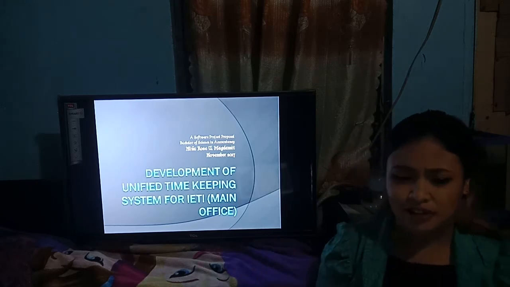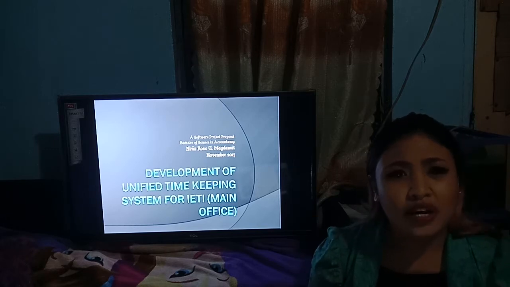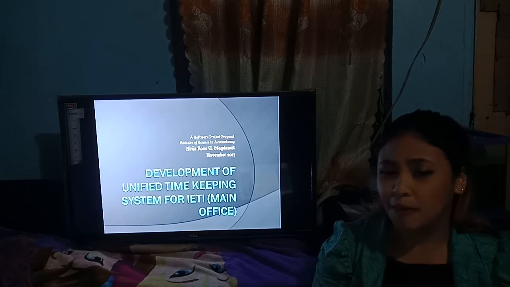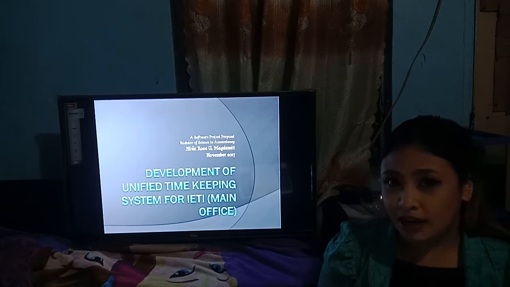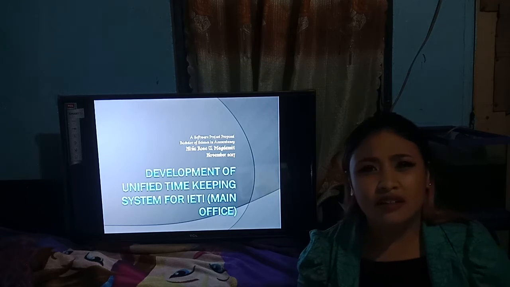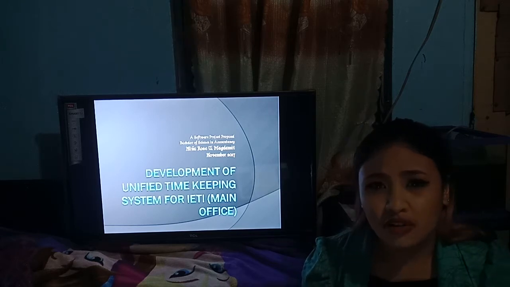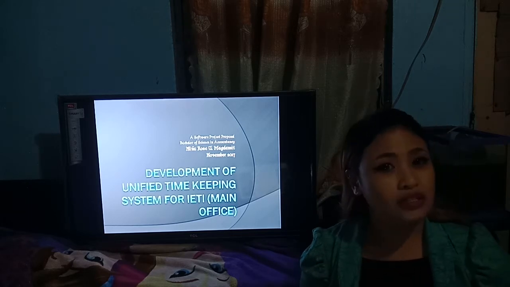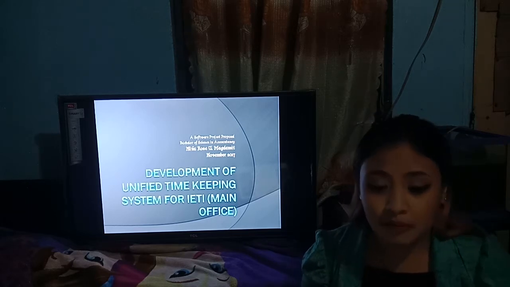Going back to my project proposal, when you hear timekeeping system, what is the first thing that pops up in your mind? For me, as an employee, it reminds me of the bundy clock, time card, proximity card, or many other things that are related to logging in and logging out.